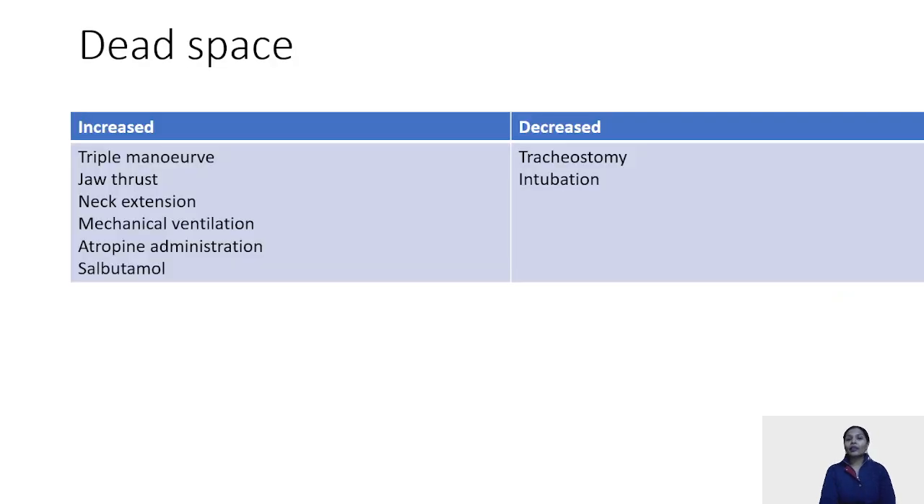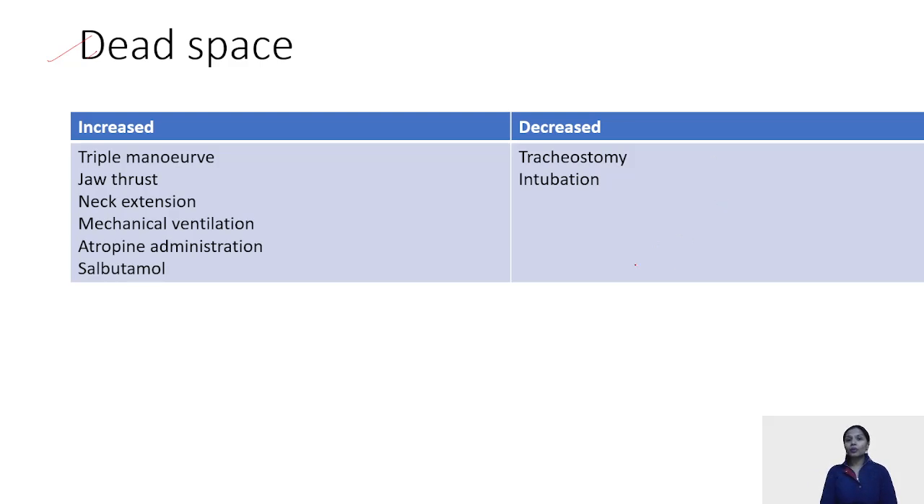Now, there are certain maneuvers which lead to an increase or decrease in this dead space. This is what you all have to remember because this is asked. The triple maneuver, which is the head tilt, chin lift, and jaw thrust, if you remember that from the CPR class, all this increases the dead space. Mechanical ventilation, because of the presence of the breathing circuits, will increase the dead space. Atropine and salbutamol lead to dilation, which is eventually going to increase the volume of the dead space, right?